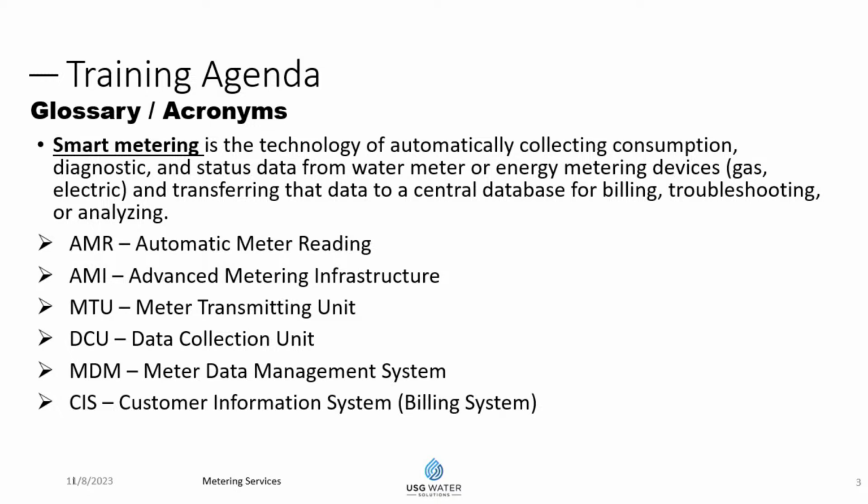Some of the terms that we use are AMR, which is automatic meter reading; AMI, which is advanced metering infrastructure; MTU, which is meter transmitting unit; DCU, a data collection unit; MDM, the meter data management system; and CIS, which is the customer information system, also known as the billing system that the utility uses.